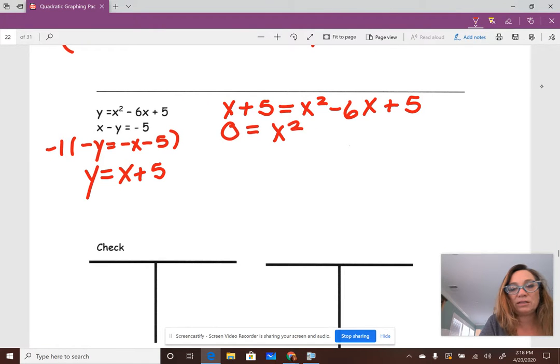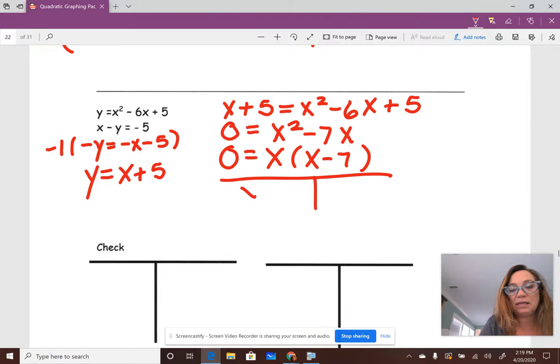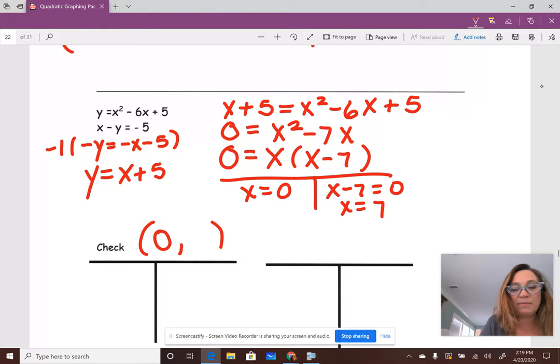So I get x squared minus 7x. Oh, that's nice. So that's going to be easy to factor. So I get x and x minus 7. So I get x is equal to 0 and x minus 7 is equal to 0. So x is equal to 7. So 0 comma something and 7 comma something.